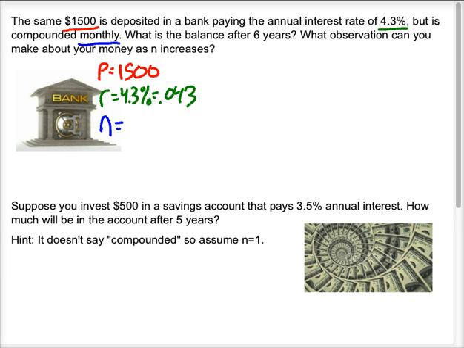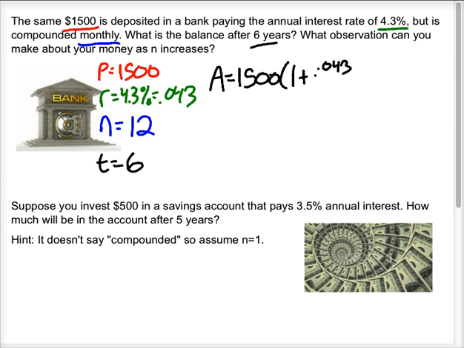So how many months are there in a year? Well, there's 12. So that means it is compounded 12 times in a year for the same 6 years. So what's the point of this problem? Well, the point of this problem is I changed n, all right? I'm using all of the same information. However, I'm changing my n so I can see what n is doing to my equation. So let's plug everything in. 1,500, 1 plus 0.043 divided by 12, then up in the exponent, n times t.